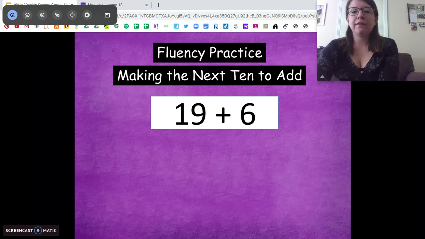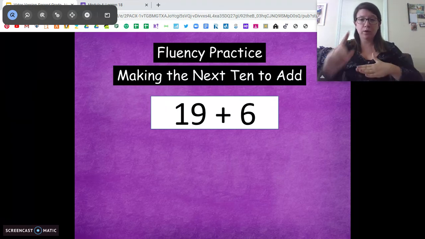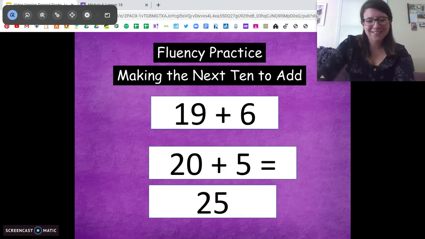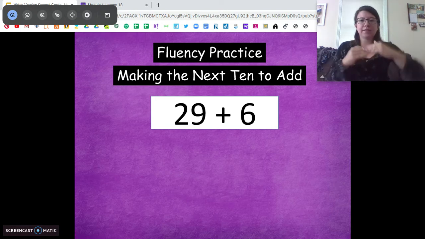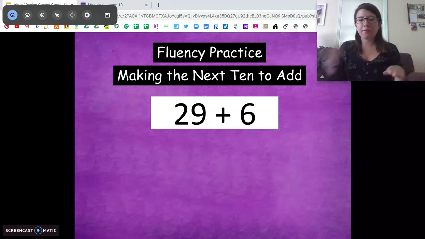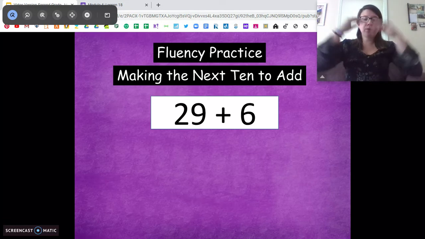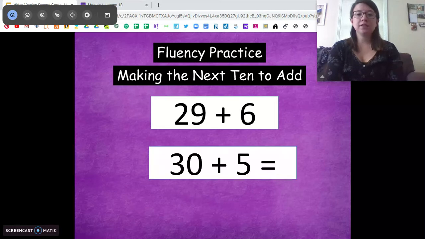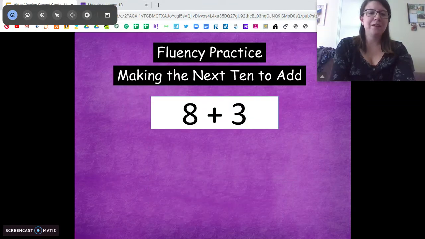Good. So we have 19 plus 6. 19 to get to the next 10 is 20. So we need 1. So we're going to take 1 away from the 6. So we're going to get 20 plus 5, 25. Thumbs up. Good job. Let's try this one. 29 plus 6. Get 29 to its next 10, and then write the new problem. Tell me the answer. Pause and do that. Good. So 29 to the next 10 would be 30, and that's just adding 1. So we take 1 from the 6. So we got 30 plus 5, which equals 35. Good job.